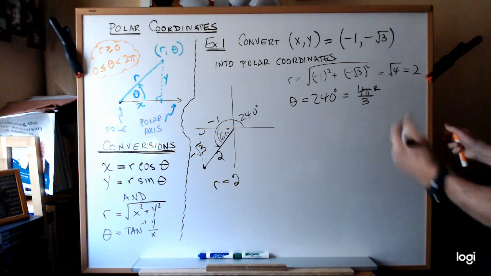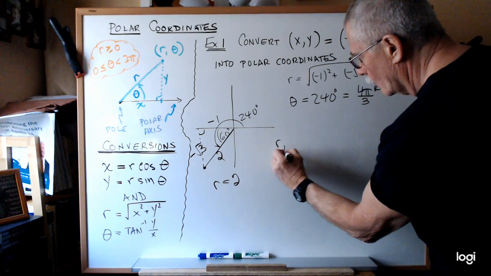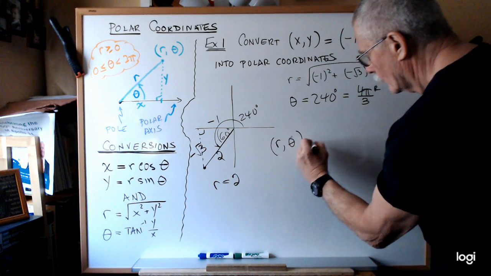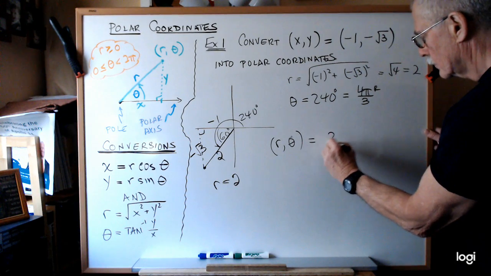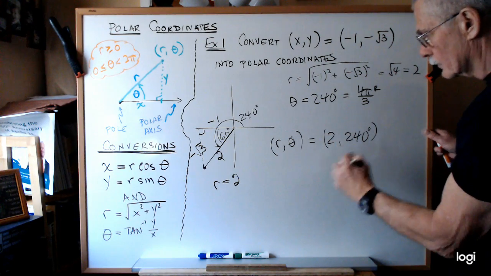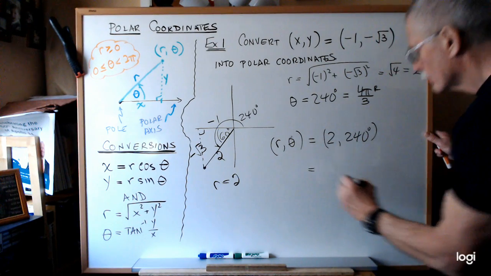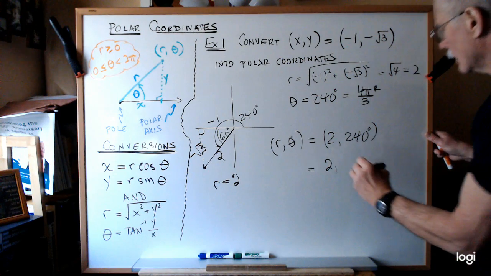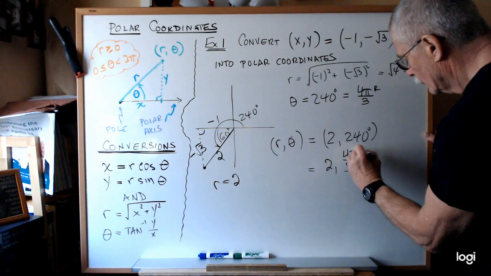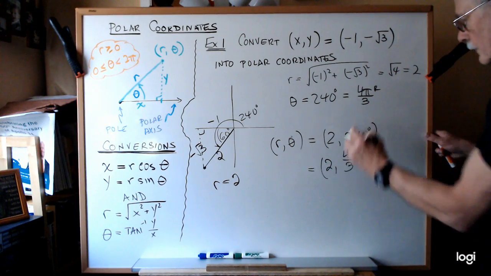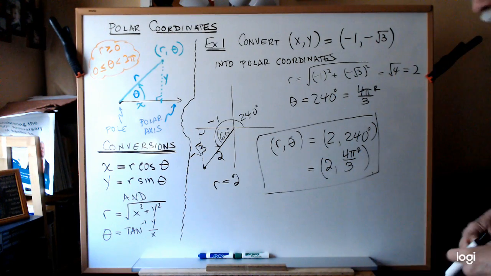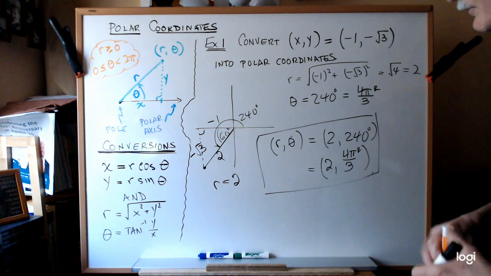And putting it all together in polar form, (r, theta) would be (2, 240 degrees). One answer, of course, in degrees. Alternate answer would be (2, 4 pi over 3) if you're doing it in radians. And both are correct. It simply depends on which one you use based on the wording in the problem.